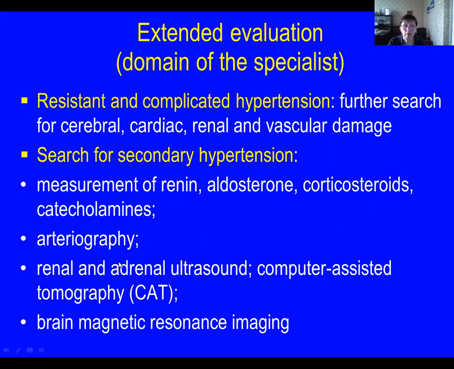You may produce arteriography to see the stenosis of the vessels. And you may use ultrasound, renal and adrenal, or CT to see the tumors of the adrenal glands, or some polycystic disease of the kidneys, for example. And brain magnetic resonance imaging to see the signs of brain ischemia.